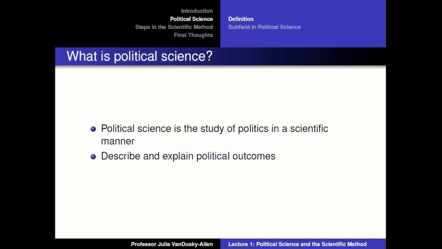What is political science? Political science is the study of politics in a scientific manner. Political outcomes deal with any activity that is associated with public decision-making. Public decisions are decisions that affect large groups of people and are enforced by authoritative means. Political scientists strive to both describe and explain any activity that is associated with these political outcomes.